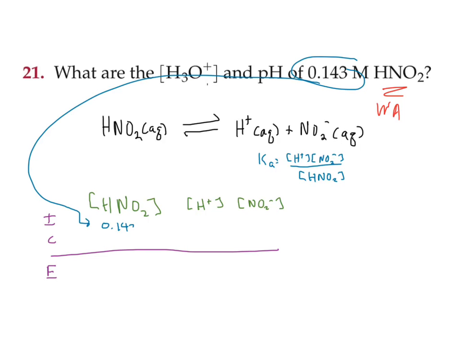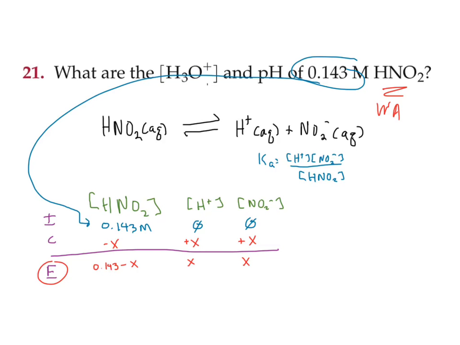Initial, change, equilibrium. The initial concentration of the weak acid is 0.143 molar. Zip for the H plus, zip for the NO2 negative. Of course, the changes are going to be negative for the weak acid, plus X for the H plus, and plus X for the NO2 negative concentration. You see the equilibrium concentrations.